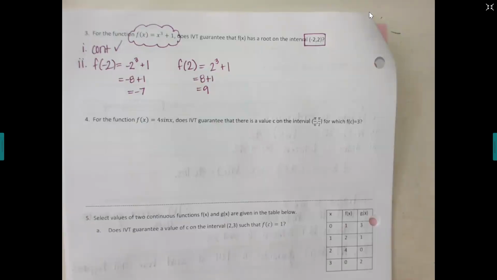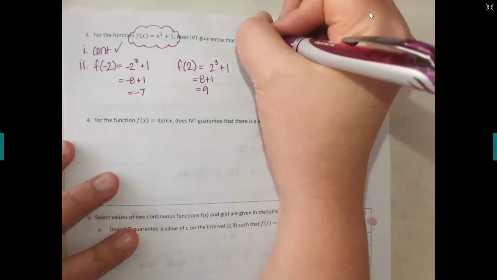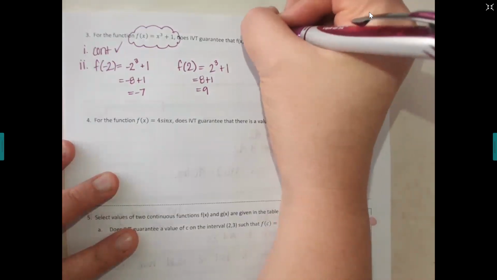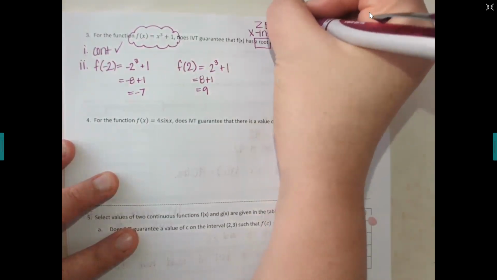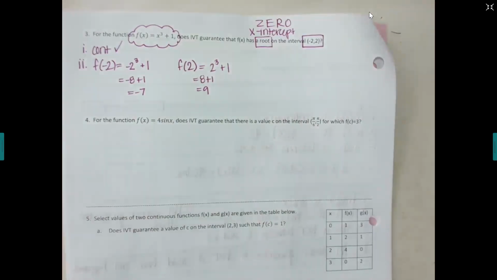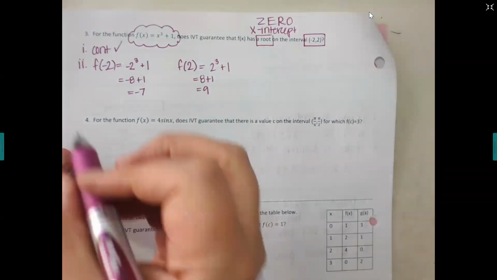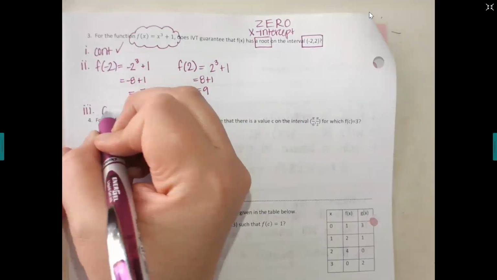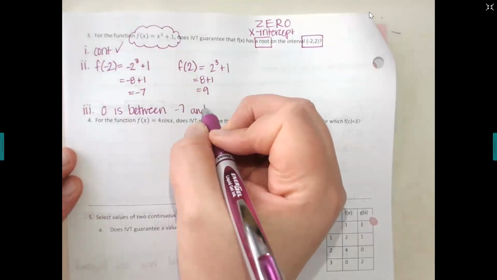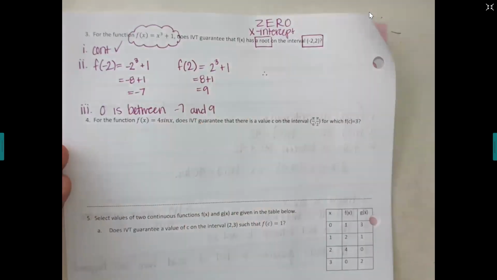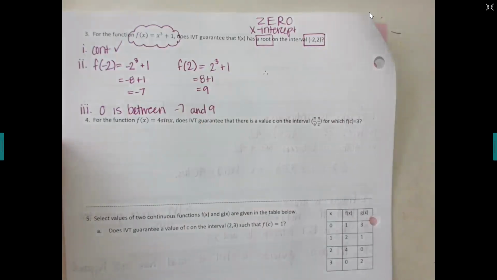So if I want a root, what number would I be looking for? Very good. Okay, a root when it comes to polynomials is an x-intercept, or it is also sometimes called a zero. So the number that I want, if I want a root, is a zero. Is zero between those two? Yes. So then in step 3, you would say 0 is between -7 and 9, therefore I can guarantee that for some value, I'm going to get 0 as the y.